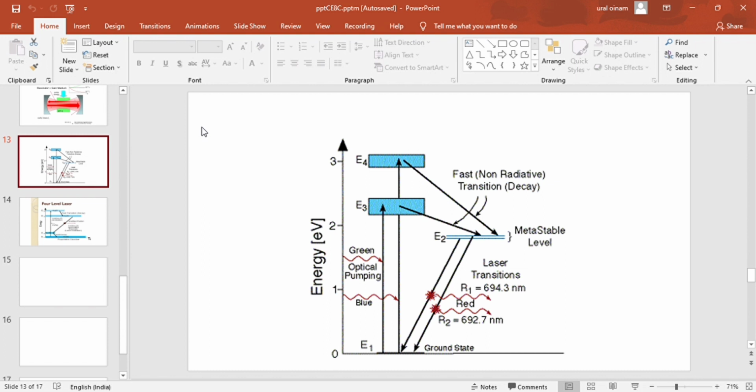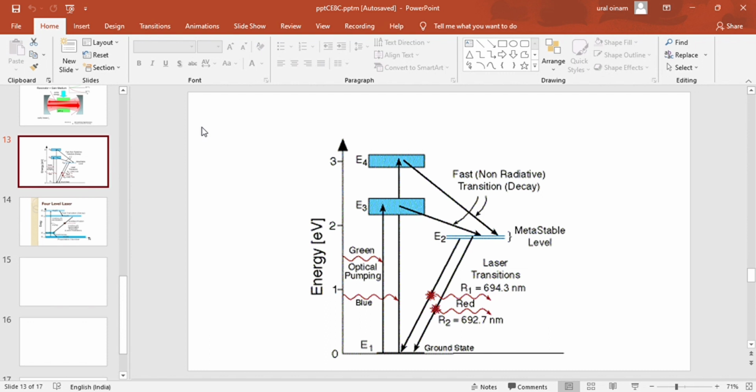Knowing this concept, we should also take into consideration that in the E3 energy state there is a population inversion. That is, the electrons in the ground state will have moved from E1 to E4, and then from E4 to E3. So there is an increased population of electrons in E3 as compared to E1 and E4. That concept is known as population inversion.